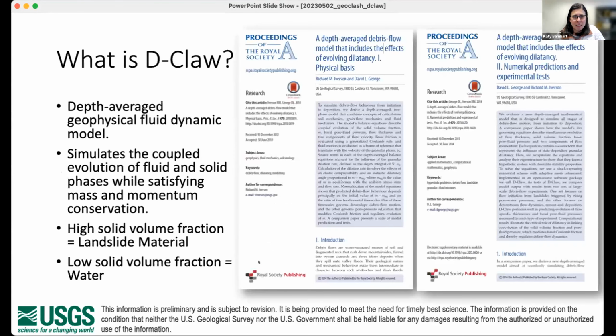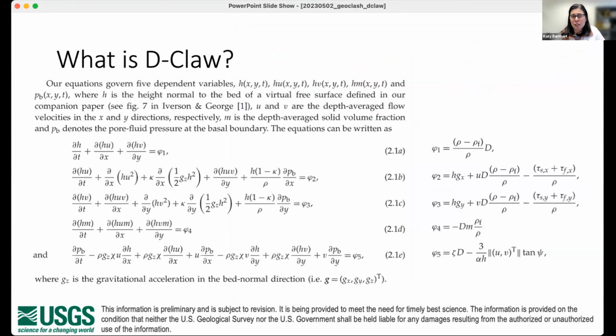So D-Claw is a depth-averaged geophysical fluid dynamics model that simulates the coupled evolution of fluid and solid phases while satisfying mass and momentum conservation. One of its state variables is solid volume fraction, and when it has high solid volume fraction, the material behaves like what we might call landslide material, and when it has low solid volume fraction, it behaves like a fluid. The theoretical and numerical implementation are described in the two papers shown on the right. These are the equations. I will not go into them in detail.